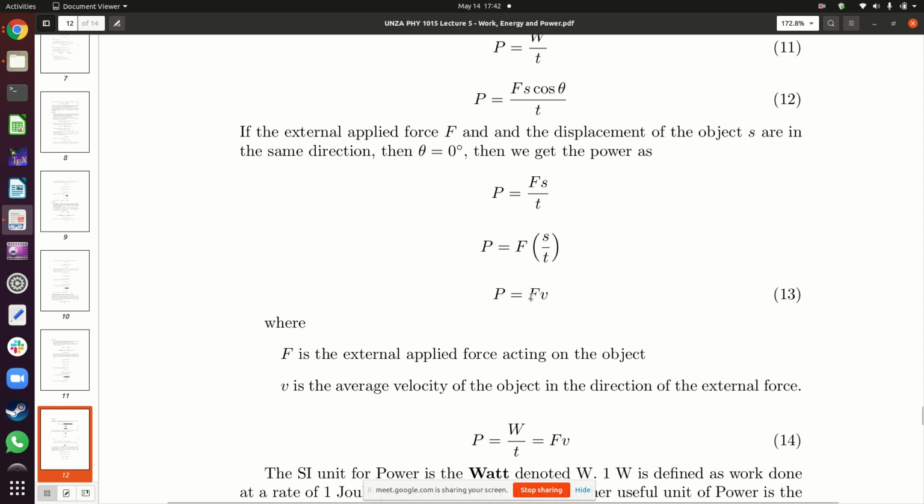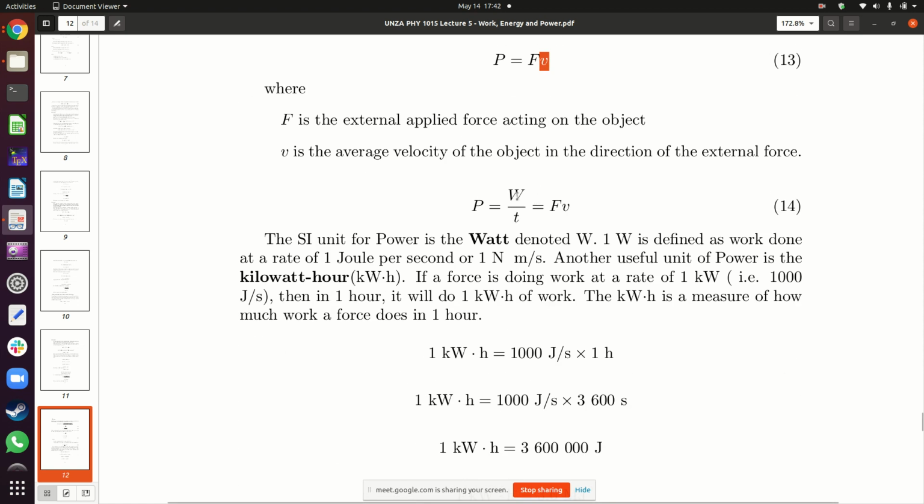So you end up with this expression of power where this is your force, and this V is not your final velocity, but your average velocity, because you divided the total displacement covered by an object by the time it took. So that gives you the average velocity. So you can work out the power in terms of the work done, how fast work is being done, the work done divided by the time. So that's the rate of doing work. Or you can multiply the force, a product of the force, times the average velocity of the object. So that would give you a power.